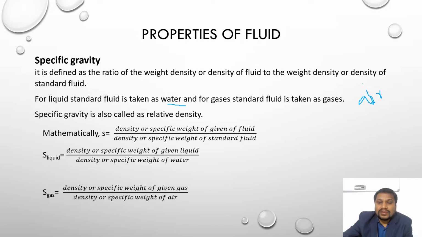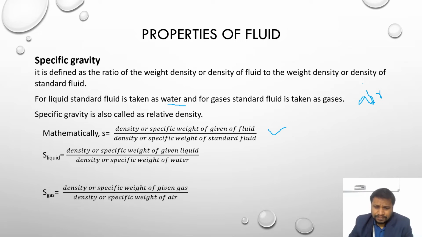Mathematically, specific gravity is denoted by the symbol S. Specific gravity S is the density or specific weight of a given fluid divided by the density or specific weight of a standard fluid.